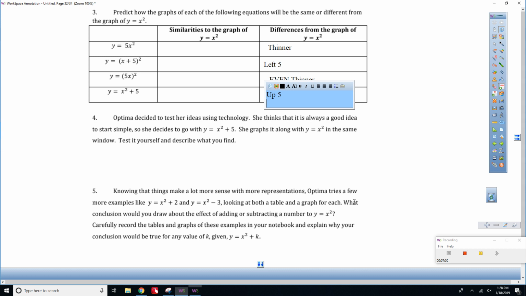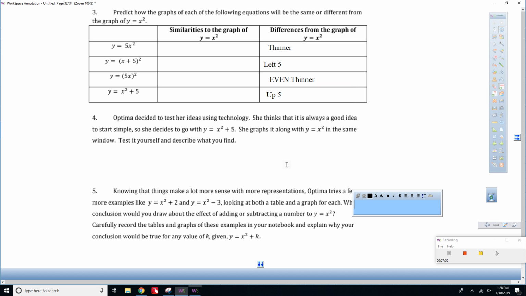Okay? All right, Optima decided to test her ideas using technology. She thinks it's always a good idea to start simple. She graphs it. Okay, we're all over this. Up 5. We already got this.